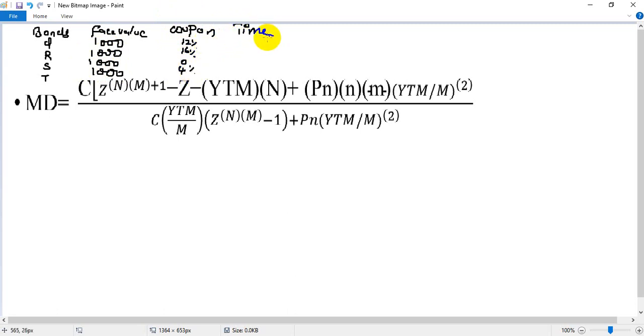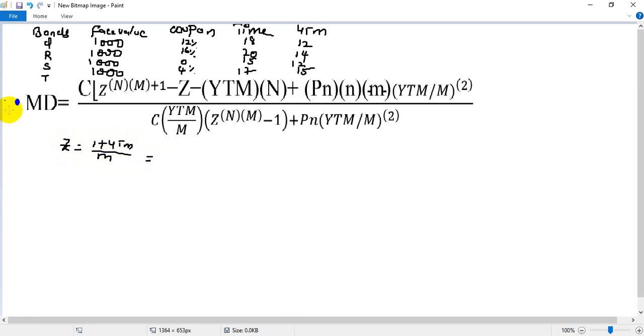Time has been given as 18, 20, 15, and 17. YTM has been given as 12, 14, 12, 15. So you have to calculate first Z as such. I have given the Z formula already. It is 1 plus YTM divided by M.